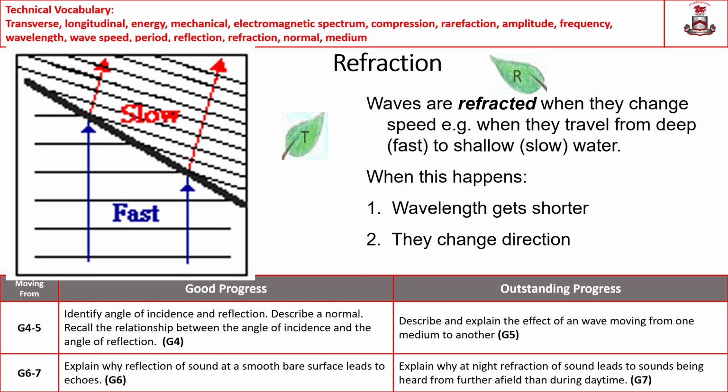Now if you look here, the deep water is fast, it has a longer wavelength. The shallow water, it moves slowly and it has a shorter wavelength. So the wavelength gets shorter and it changes direction. Now if you drew a normal line across here, you would find that the blue line is at a larger angle than the red line because the wave has bent towards the normal.